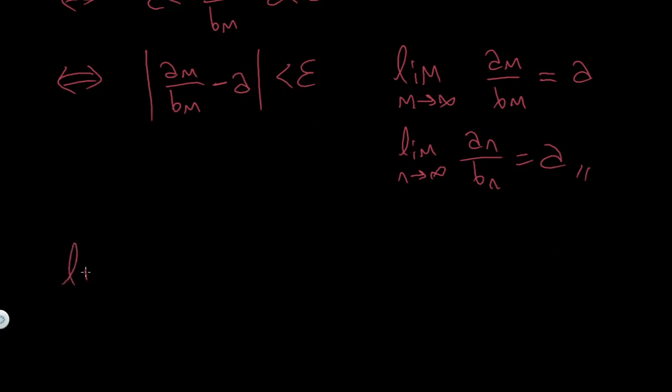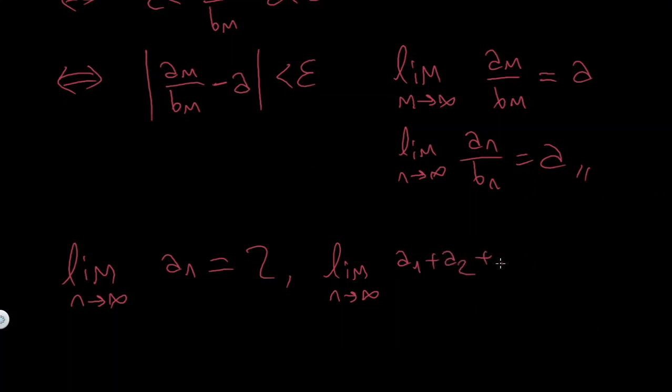So let's say the limit of an is equal to 2. Of course, this is not the problem. We are asked, what is the limit as n goes to infinity of a1, a2, up to an, over n? What is this limit? How can we find that? We have no idea about an.